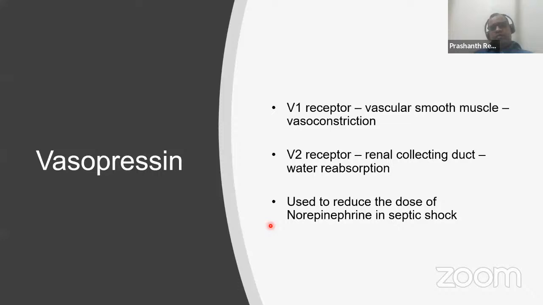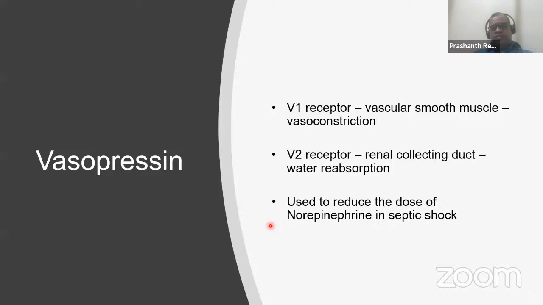But then the action of vasopressin: there are two receptors which are important for us, V1 receptors and V2 receptors. The V1 receptor is present on the vascular smooth muscle. Stimulation of these V1 receptors leads to vasoconstriction. And V2 receptors are present on the renal collecting tubule. They help in antidiuresis, that is, water reabsorption.